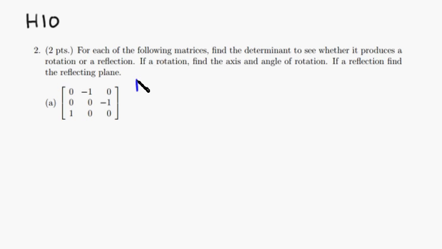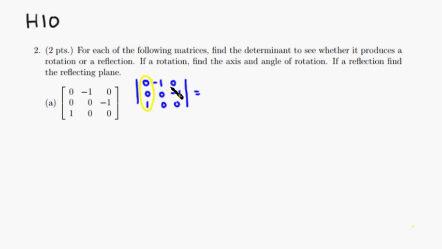So the determinant of this matrix would be 0, negative 1, 0, 0, 0, negative 1, 1, 0, 0. I'm going to expand along, say, the first column. This is going to be plus, this is going to be negative, this is going to be positive. So it's 0, 0, so I don't have to do anything.